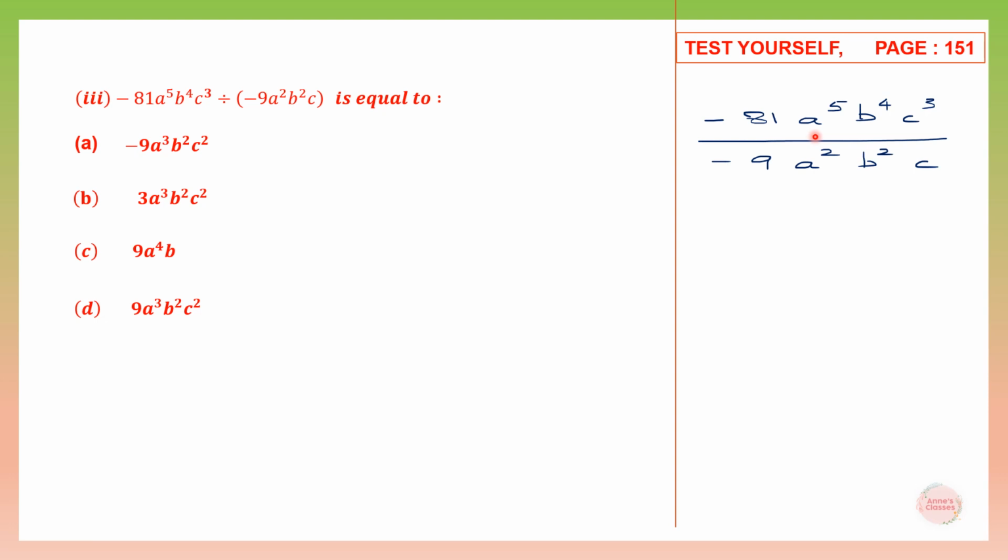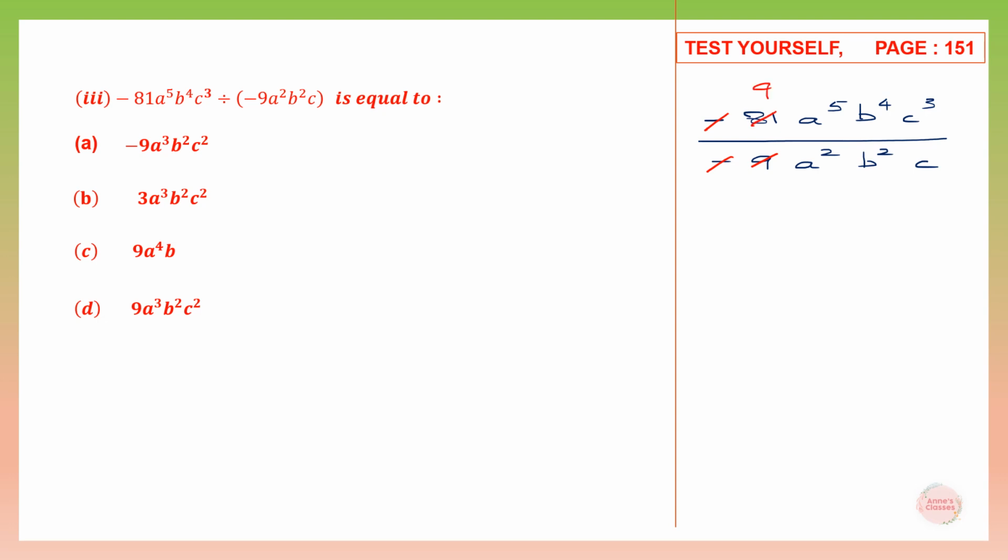So here, as you can see, in between it's all multiplications. 81 into a to the power of 5 into b to the power of 4. It's all multiplication. There are no plus or minus signs, no other operation. So in that case, we can cancel. So let's begin. We can cancel the minus signs. We can cancel 81 and 9. 9 ones are 9, 9 nines are 81.